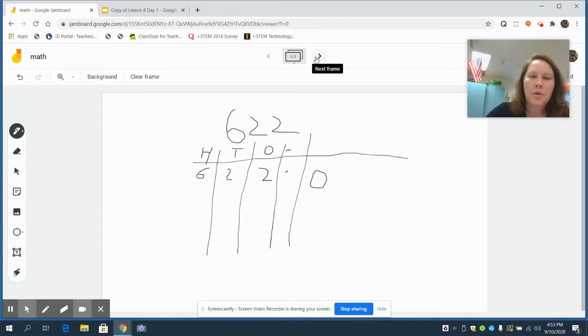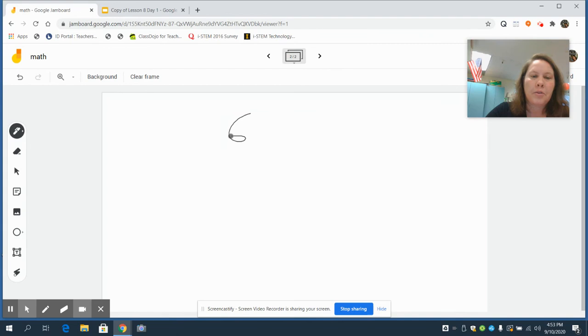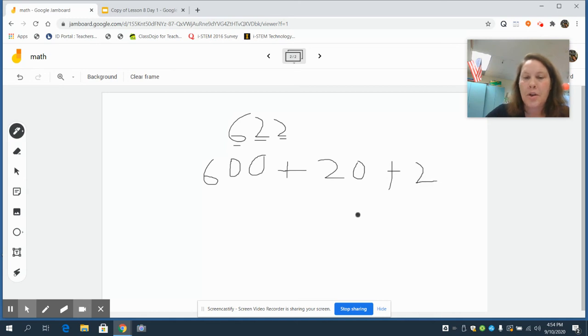Now, if I wanted to show 622 in expanded form, again, this is kind of going back to what you've done in earlier grades. First I'd pull out the 600 and I'd write it as 600. And then I'd look at the digit in the tens place, which is 2, which means that there are 2 tens, which is 20. There's my plus sign. And then I would look at the digit in the ones place, and there are 2 ones, so I would write plus 2. So that is how you write 622 in expanded form.